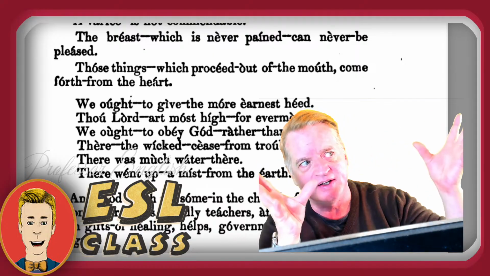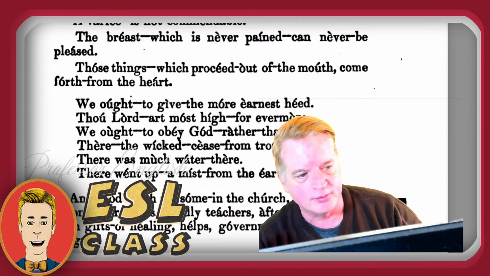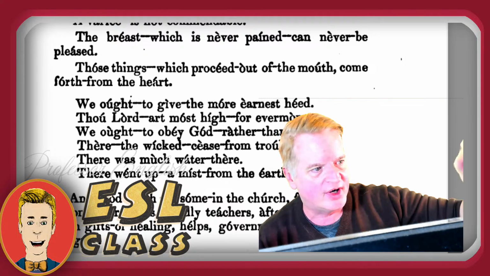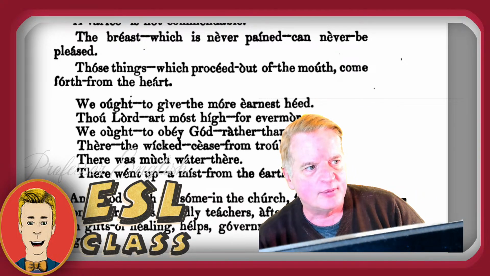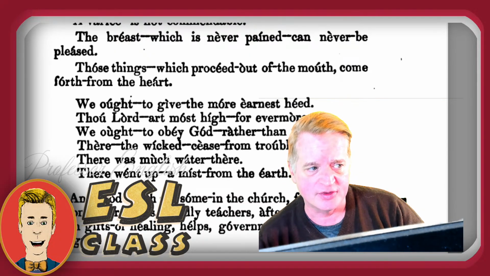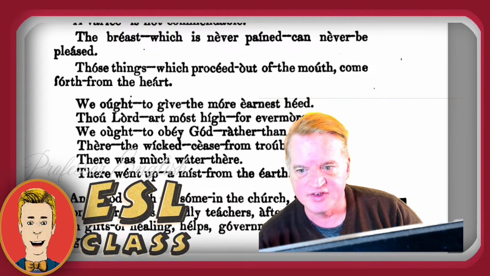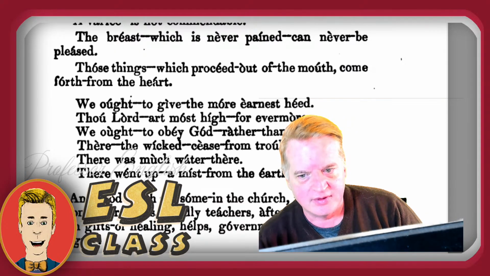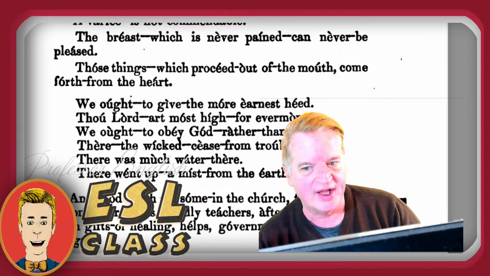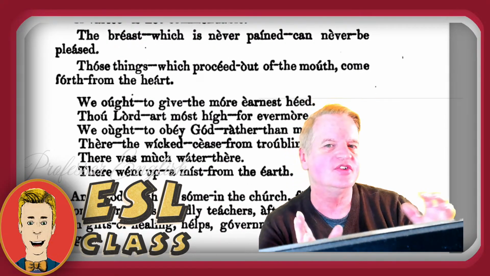Pleasure is just the idea of good things. It's not an emotion. Pleased is a feeling. Pleasure is an idea, and pained is a feeling, and painful means something that causes pain. So knives are painful. Knives cause pain. So pained is about feeling pain. Painful is about causing pain. That's complicated. Okay, so we have the breast, which is never pained.